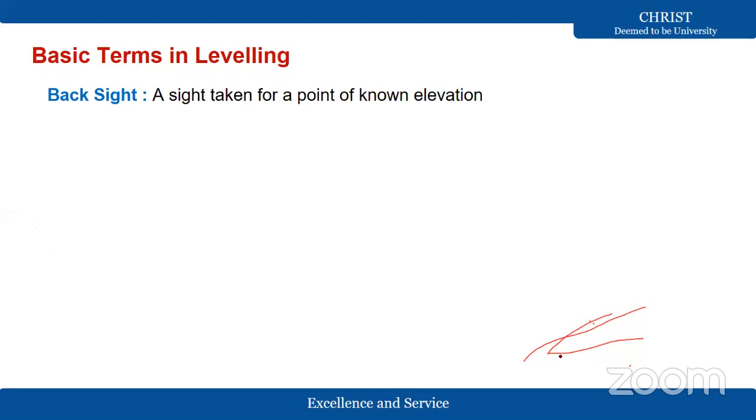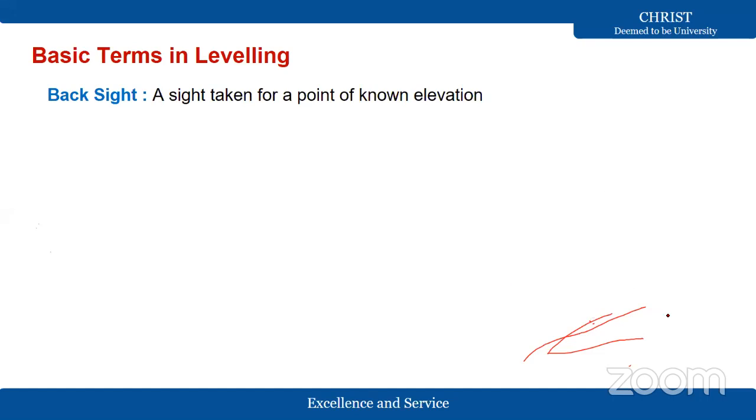Okay, then coming to the experimental part, we have some basic terms. How you are going to take the sight from the leveling instrument, whether it is a dumpy level or auto level, whatever it is. The basic terms you need to understand. I think third semester students are also involved. That's why I'm explaining a little bit.